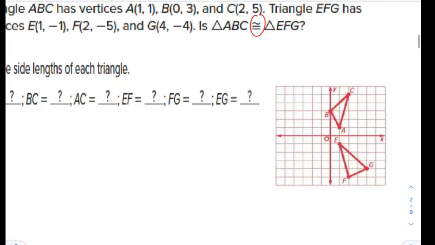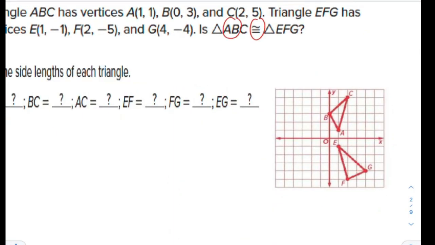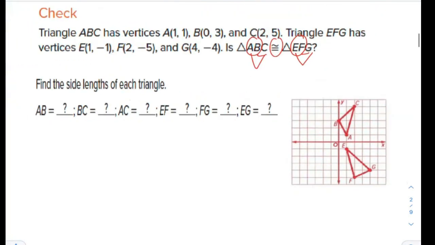So we need to prove that AB is congruent to EF. BC is congruent to FG. AC is congruent to EG. Be careful with the order. So we need to find the length of the side. How can we find AB?